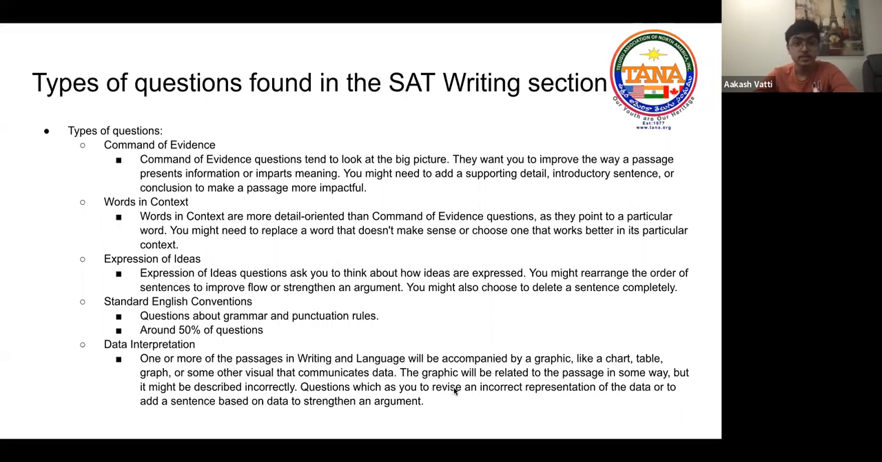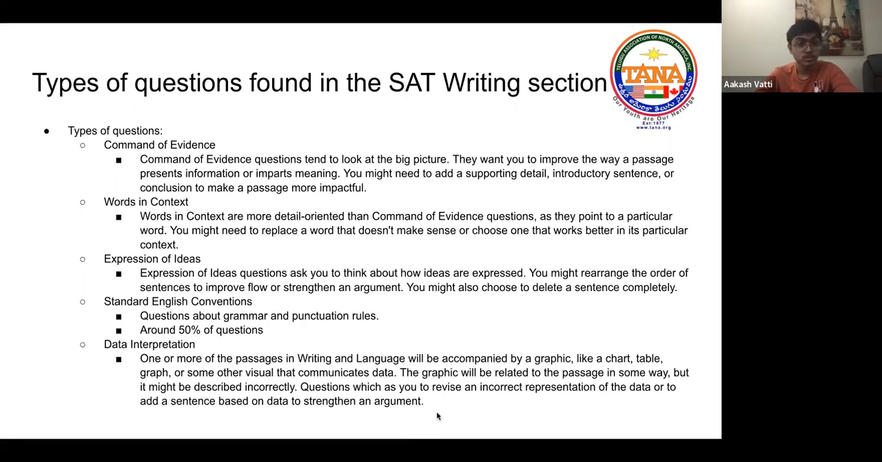So some general questions found in the SAT writing section. You have command of evidence, which is basically what a reading passage usually asks you to do. It asks you what is the general theme of the passage and a way to improve the way the passage presents information or tells what it means. You might need to add a supporting detail, introductory sentence, or a conclusion to make the passage more impactful.